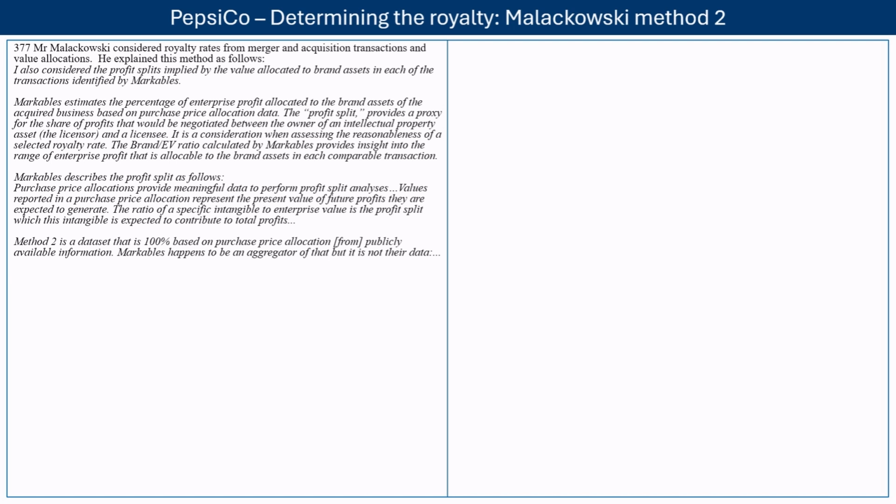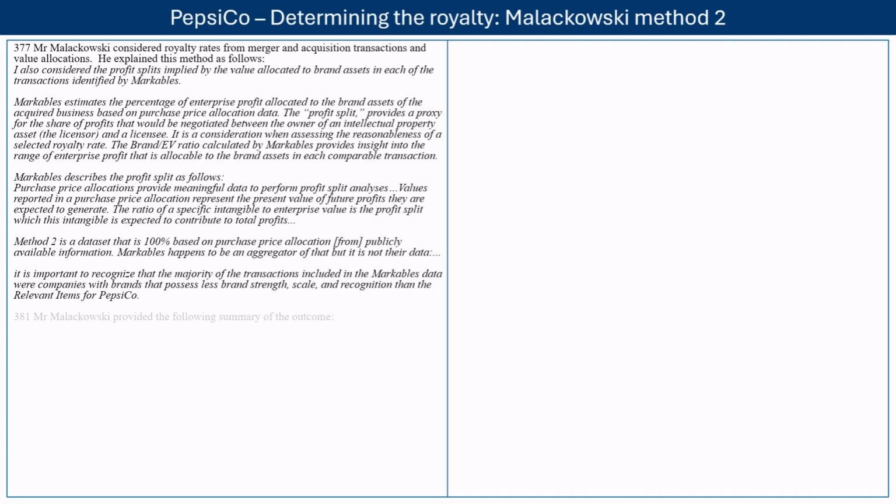And what Malachowski says here is, okay, so I'm using Markables data again, but unlike method 1b, here Markables just gives us the data that they collected themselves. They don't manipulate it in any form or way, right? It is important to recognize that the majority of transactions included in Markables data were companies with brands that possess less brand strength, scale, and recognition than the relevant items for PepsiCo and Gatorade. And he comes back to this in a moment.